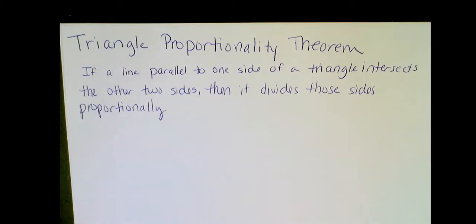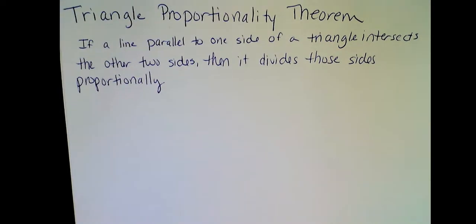Hi, today we're going to take a look at the triangle proportionality theorem. The triangle proportionality theorem says if a line parallel to one side of a triangle intersects the other two sides, then it divides those sides proportionally. Let's take a look at an example.